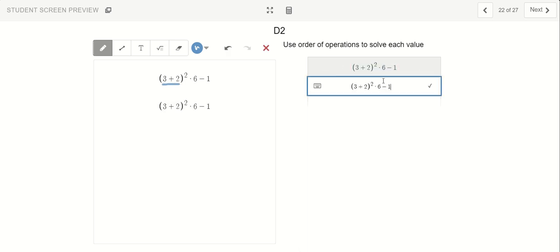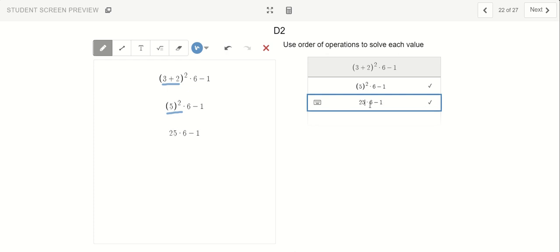Okay. Here, again, I'm going to start off using the parentheses first. So I'm going to copy and paste that so I don't have to type it over and over. 3 plus 2 equals 5. Next in my rule is exponents. Notice that this has a little number in the corner. That's the exponent. Again, this is not 5 times 2. This is 5 times itself. 5 times itself is going to be 25. So let's change that to a 25.